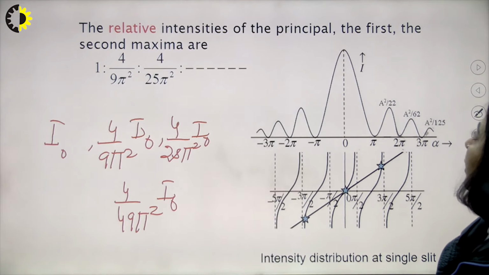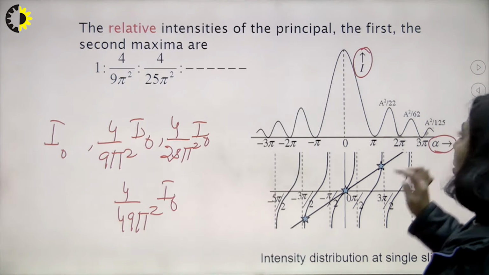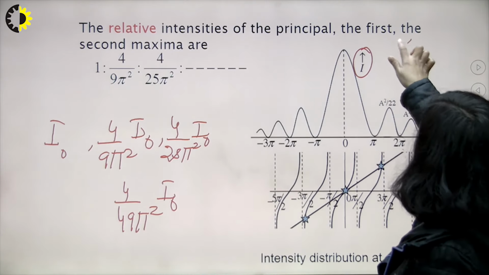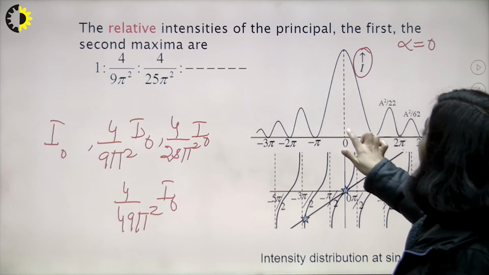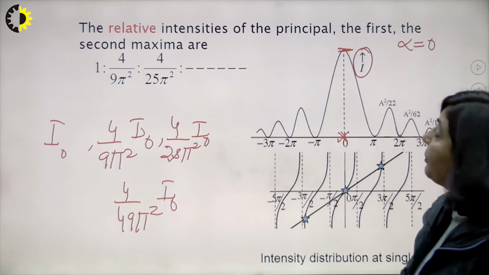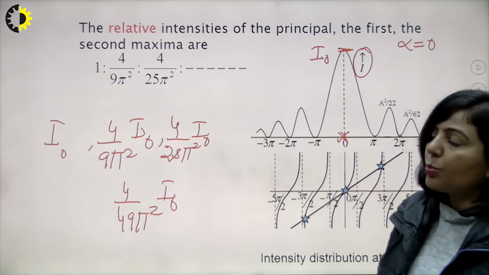And if you plot a graph between I and alpha, the graph will be like this. How do you get that graph? You know your principal maxima is obtained when alpha is equal to 0. So this is alpha 0. At this point you are getting a principal maxima, and the principal maxima is of maximum intensity, which is I naught, which is your a square.